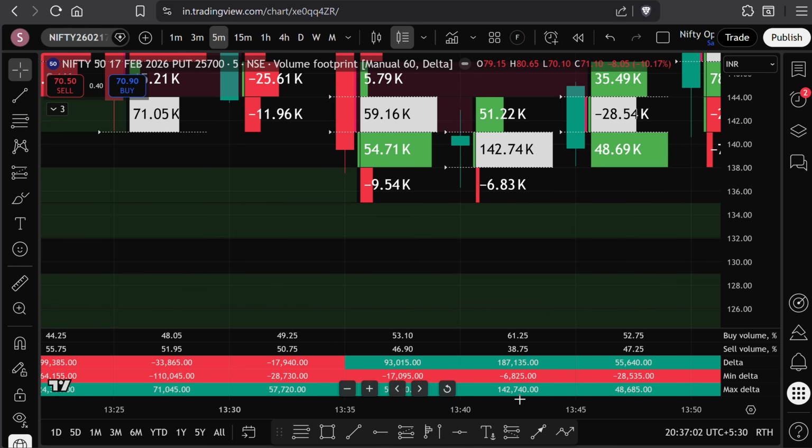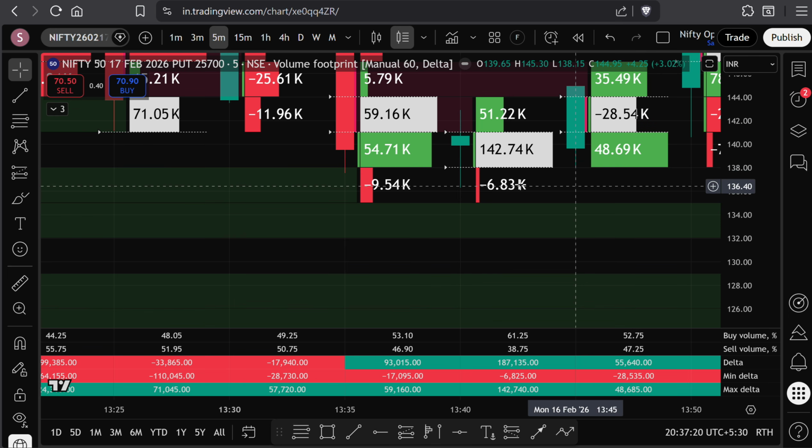What is it? See, 142,740 is the max delta, meaning this is the place of the max delta, which is below the closing price again. And 6,825 is the min delta, meaning that is the minimum sellers. I mean, we can say that max sellers are max buyers.